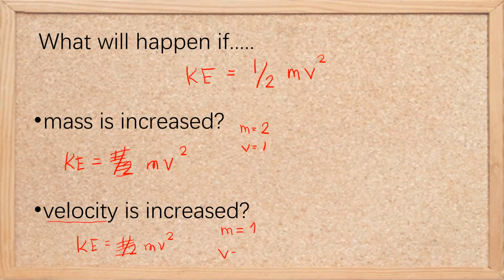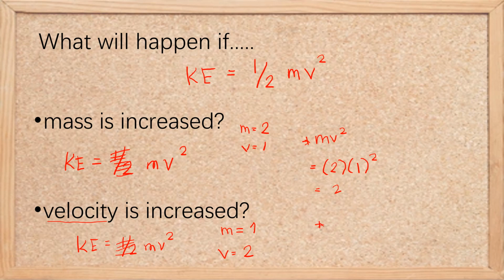So what if I increase the mass to 2? To make it simple, you just multiply mass and v squared. If I multiply mass by 2 and then square the value of velocity, 1 squared is still 1. Multiply by 2 and you will have 2. That means your kinetic energy has been increased by 2 folds.